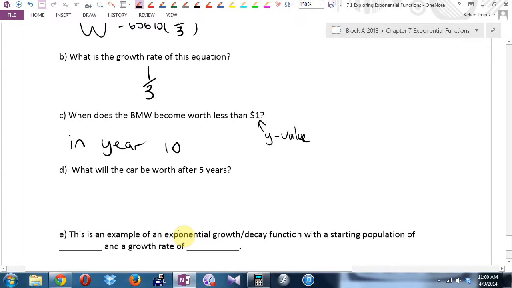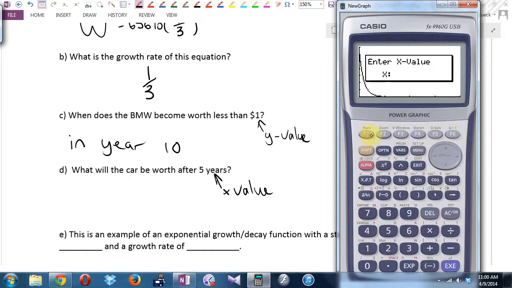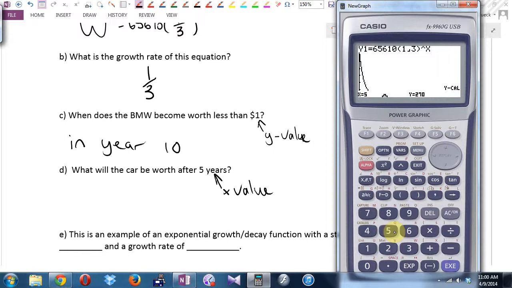What will this car be worth after 5 years? 5 years, is that an X value or is that a Y value? Roy, that's an X value, so I'm going to use the Y calc feature. G solve, arrow sideways, do a Y calculation. In 5 years, the car is going to be worth $270.